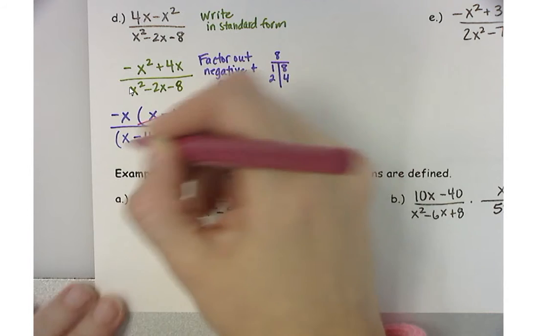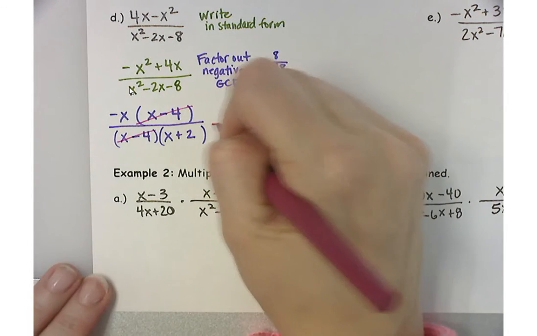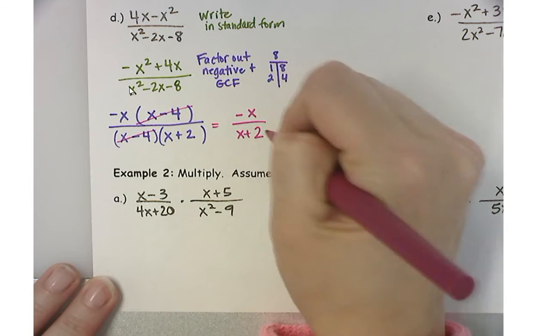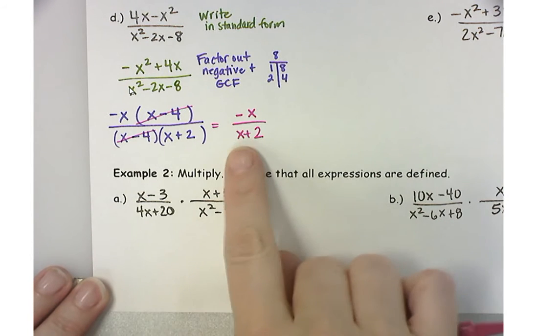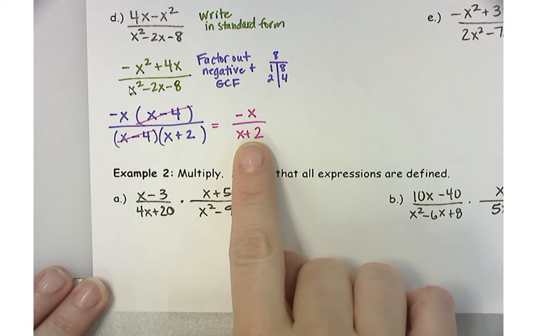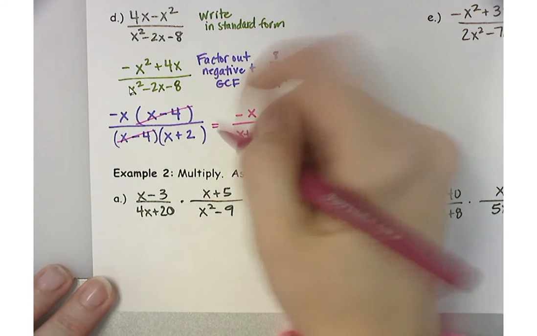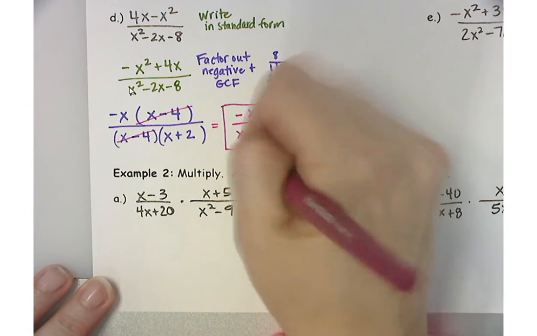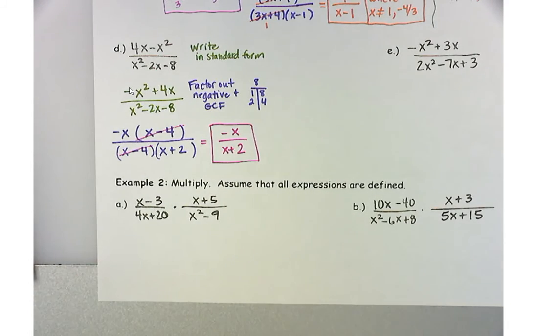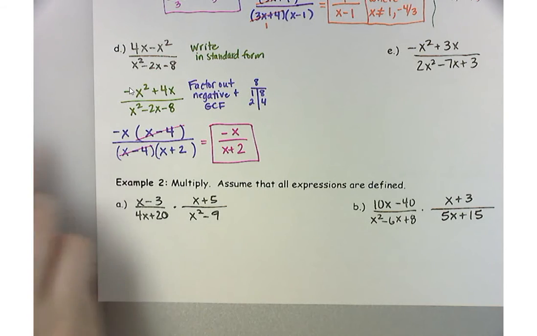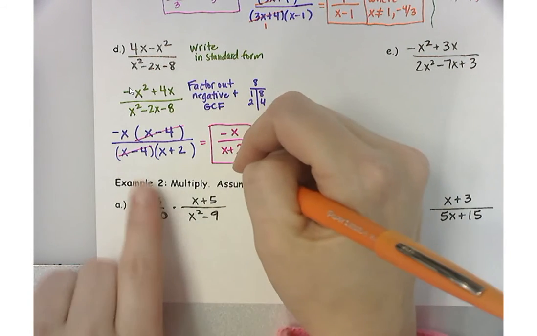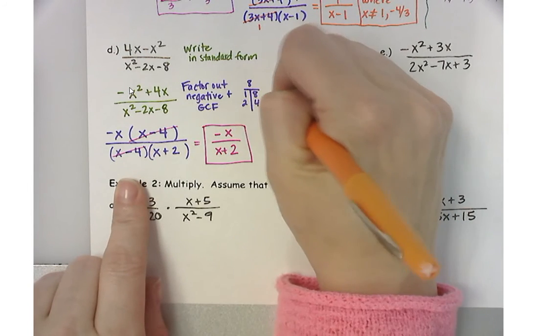All right, so then we also need to find out where the restrictions are. So we have x minus 4 cannot be 0, so x cannot be 4. And then x plus 2 cannot be 0, so x cannot be negative 2. Okay, are you guys remembering to find both of them at the first step?